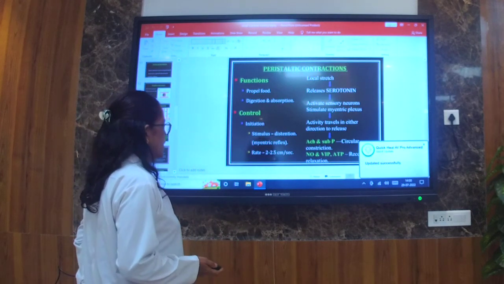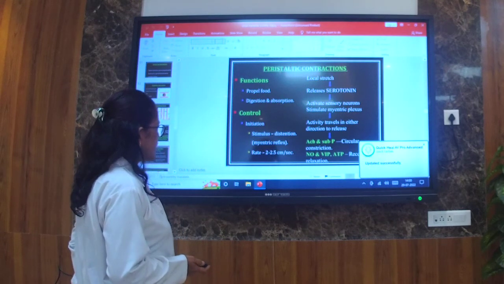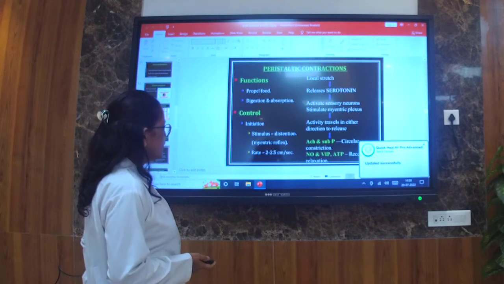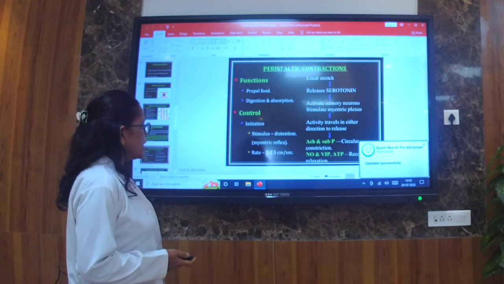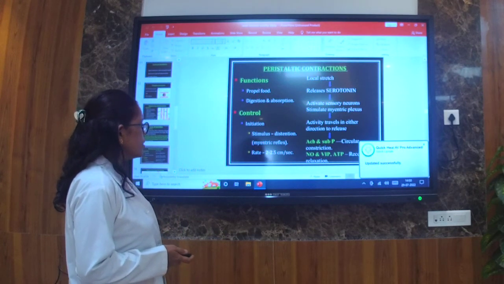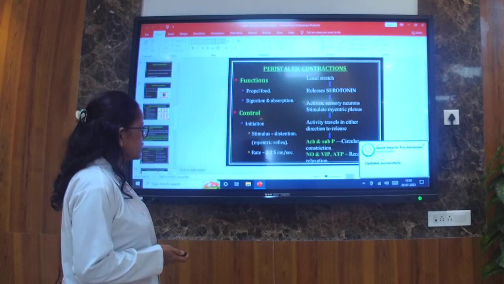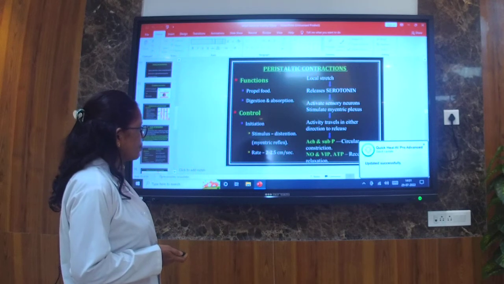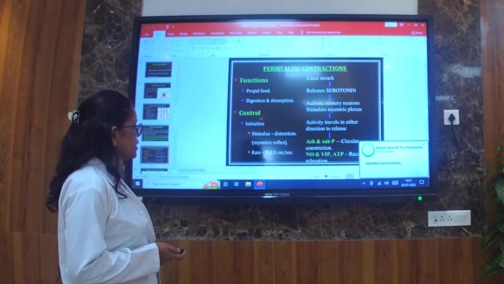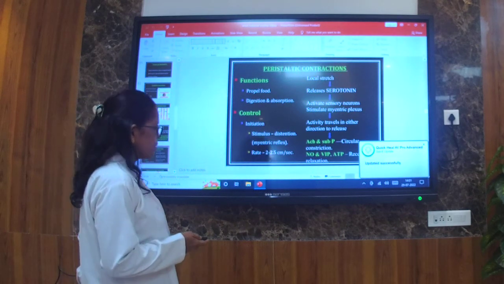acetylcholine and substance P, which cause the circular constriction of the gut. And nitric oxide, VIP, that is vasoactive intestinal peptide, and ATP cause the receptive relaxation.